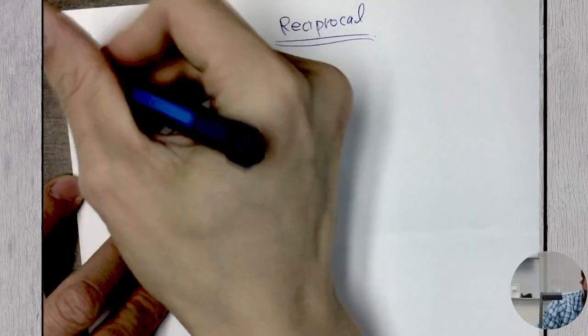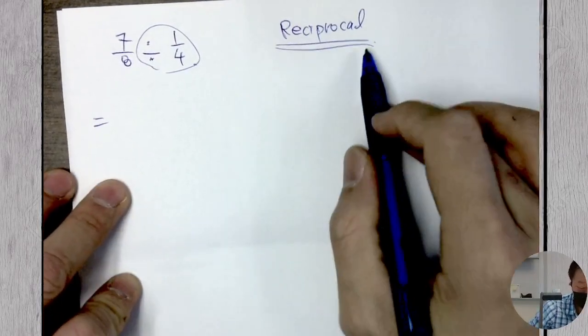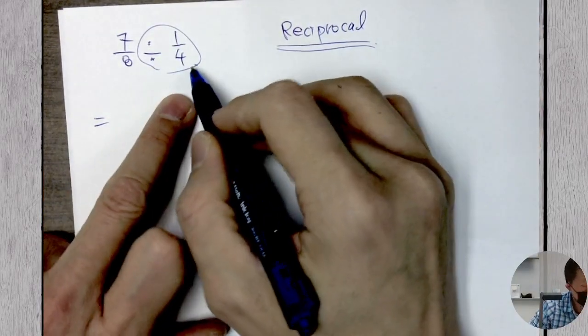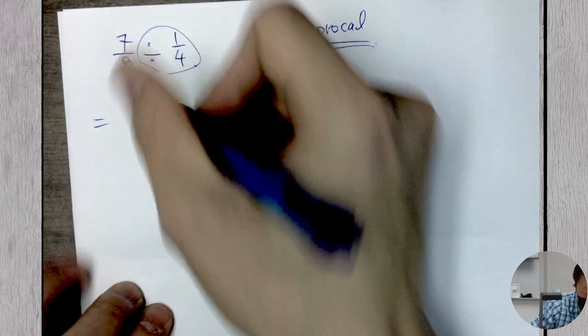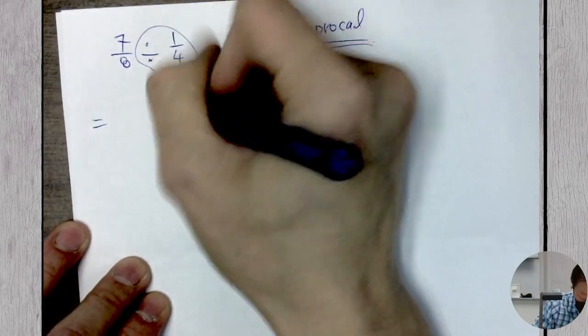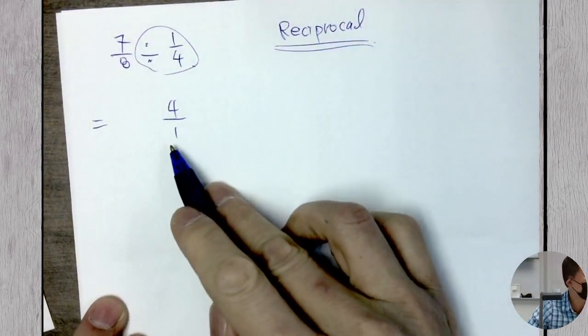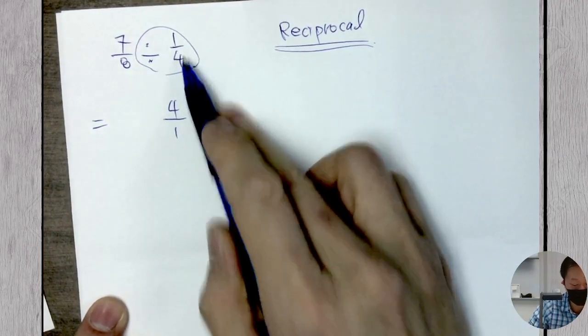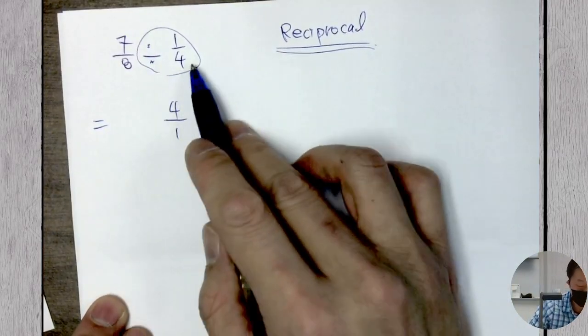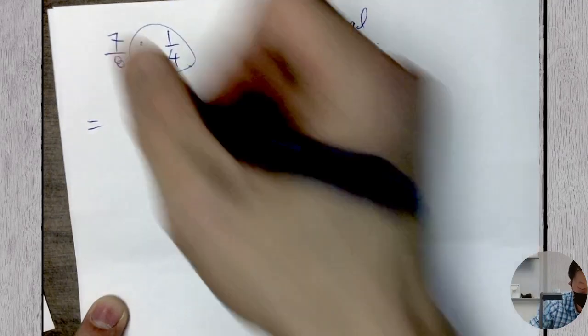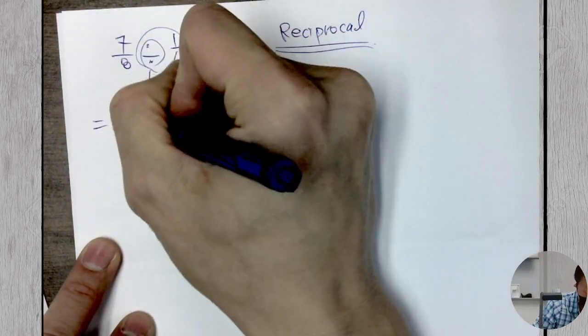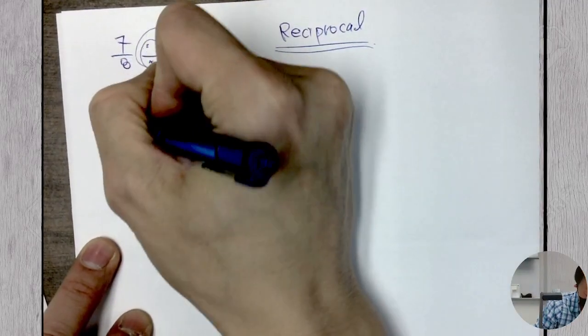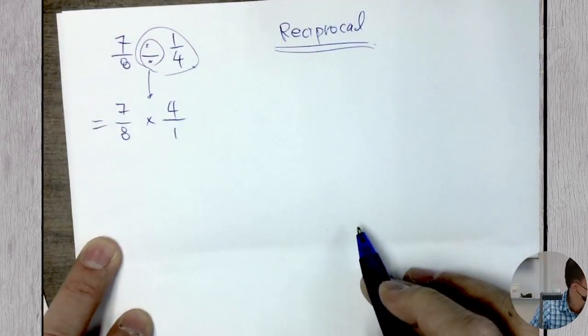But anyways, the reciprocal is like I'm going to let that 1/4 walk on its hands. So it's going to be like that. See, 1/4 is walking on its hands. That will be the reciprocal of 1/4, and I'll turn that division symbol into multiplication: 7 over 8 times 4 over 1. So that's how we do it.